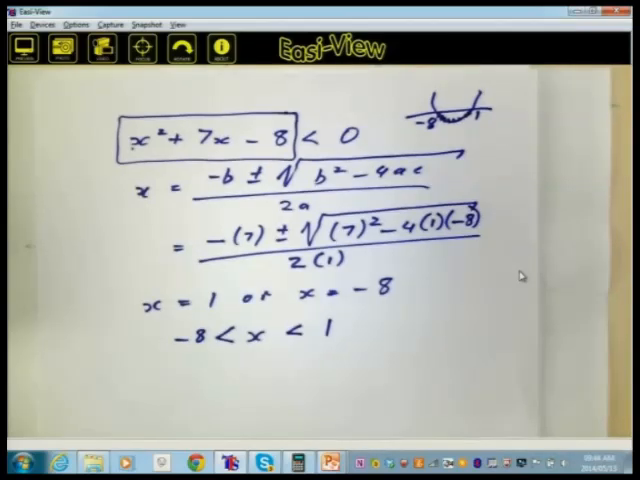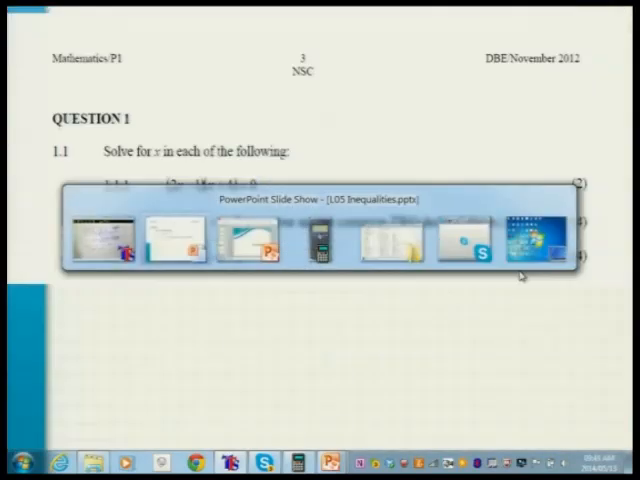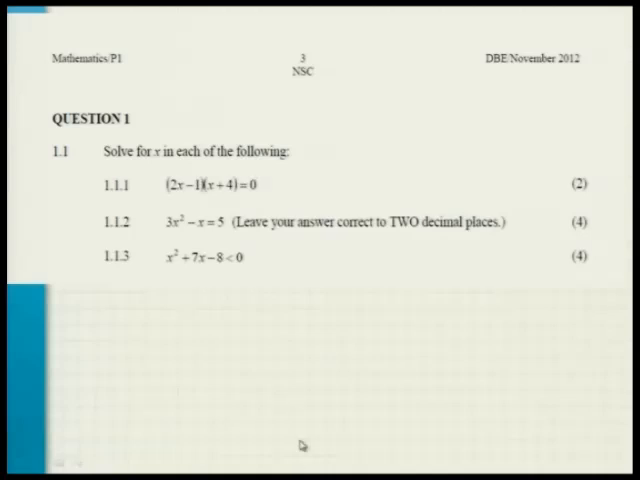There are several other ways that you can do this. I've just shown you one. But go and practice this. Go and have a look at the examples in your book. And if you do enough of these, you can get those 4 marks in the exam.